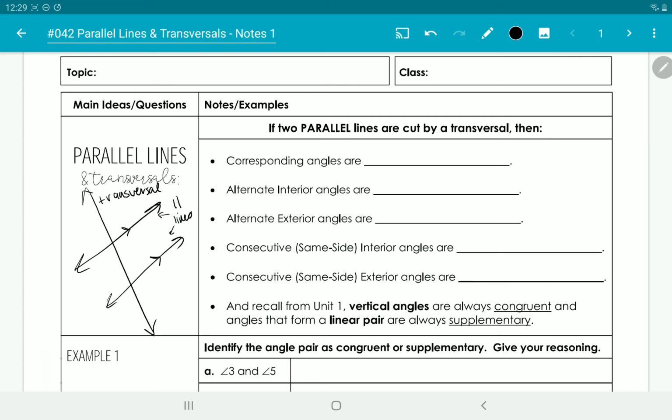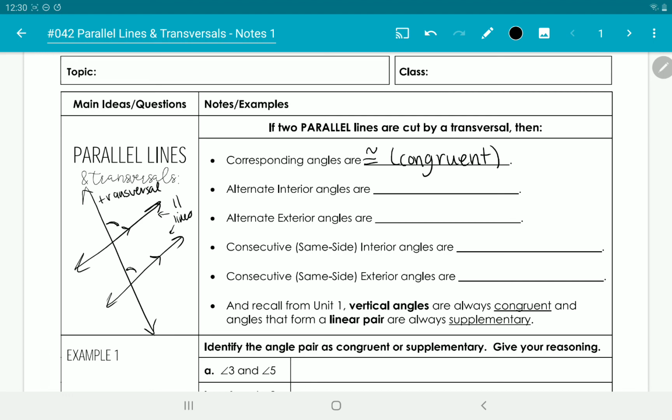Okay, so if you have two parallel lines and they're cut by a transversal like this, corresponding angles, so angles that are in the same position between the two intersections, so like this one's in the top right corner, corresponding angles are going to be congruent, which means they have the same measure.